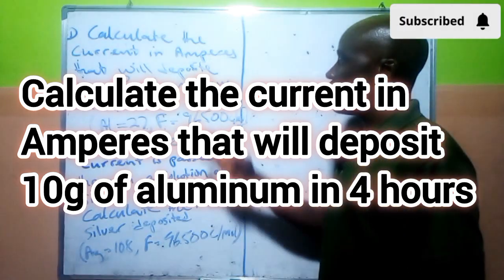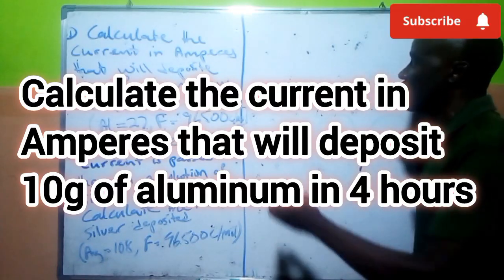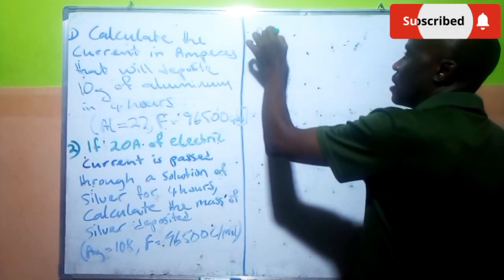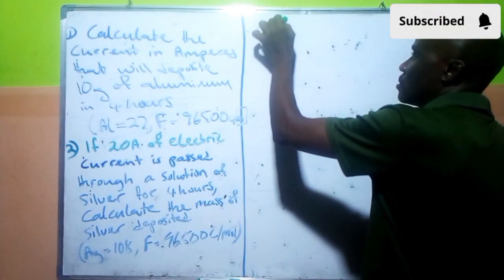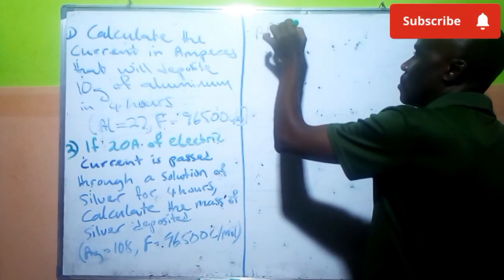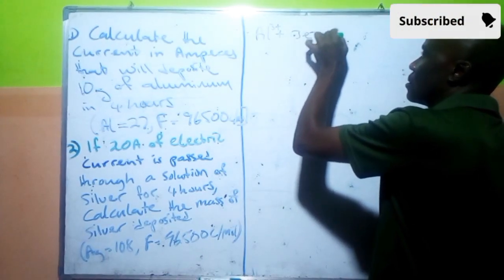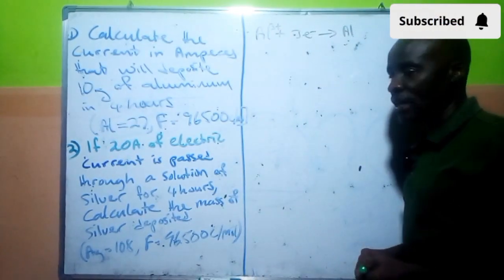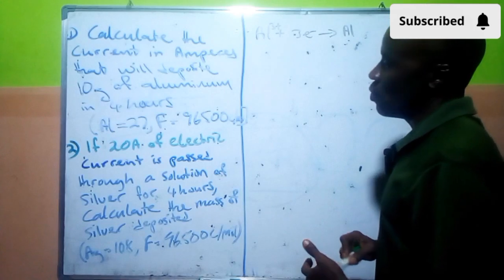Now, before we go about this, we need to find out that aluminium requires 3 electrons to be deposited, which means for us to have that, that's the charge. The charge has the value 3. That's the first thing we need to get done here.